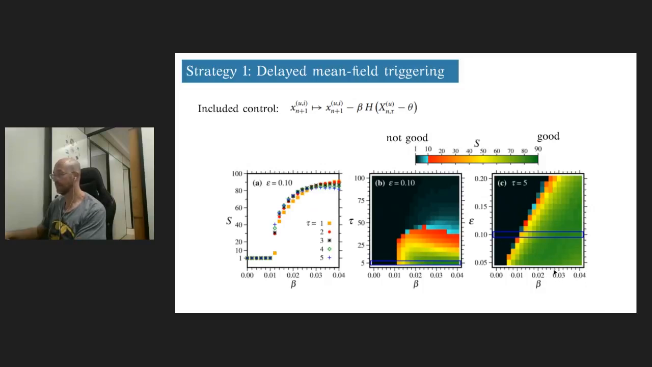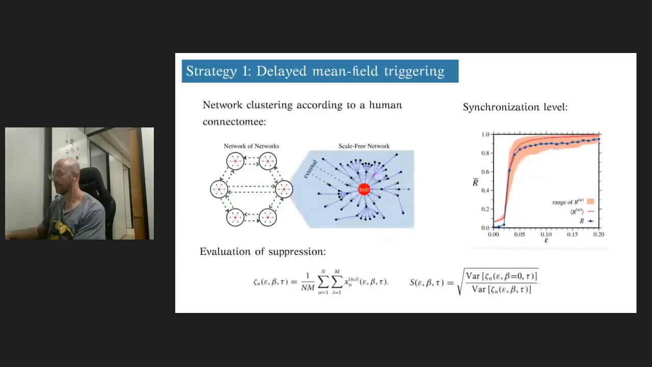So, in general, for beta equal to 0.04, for all evaluated values of chemical coupling strength, we have very good suppression values. What does this signify? The green region signifies that we obtain a good suppression of the synchronization. So the network no longer shows synchronized behavior.